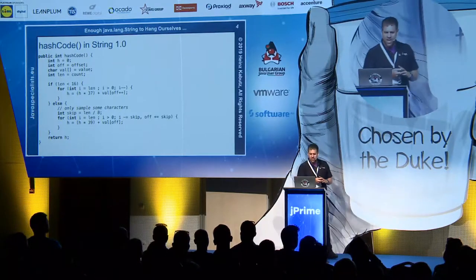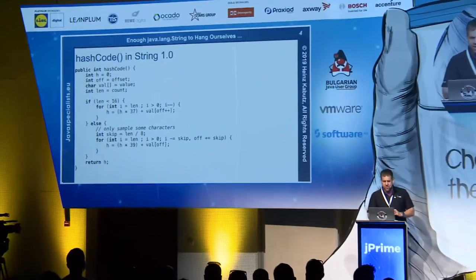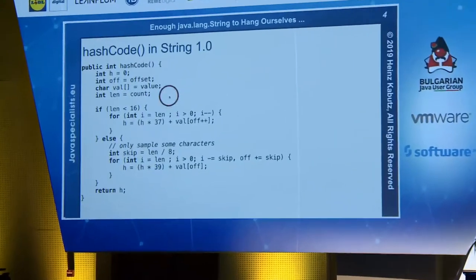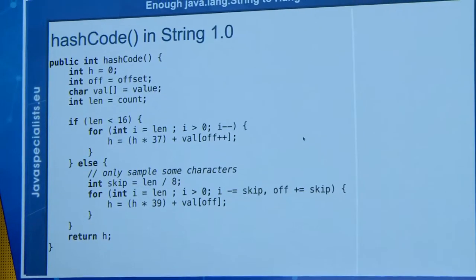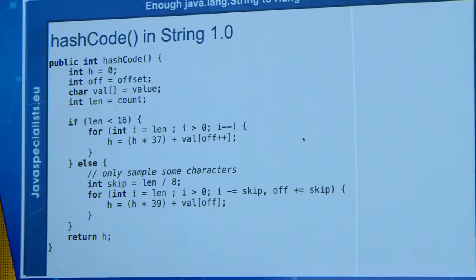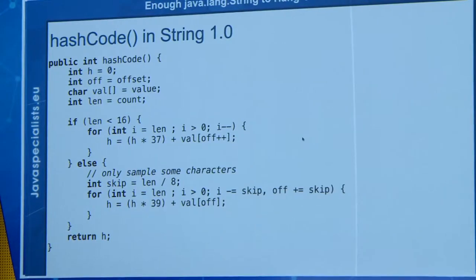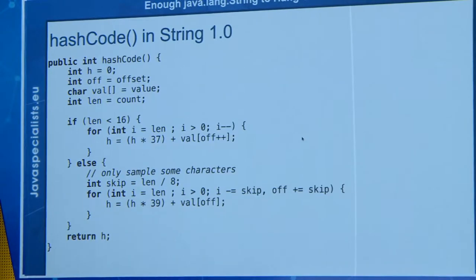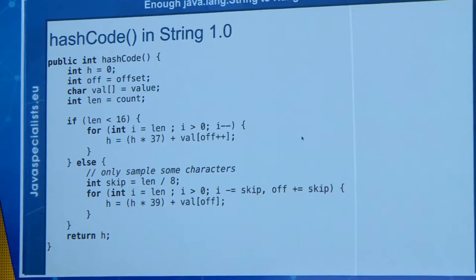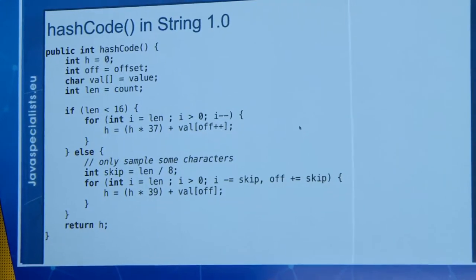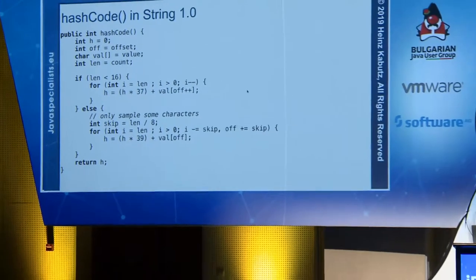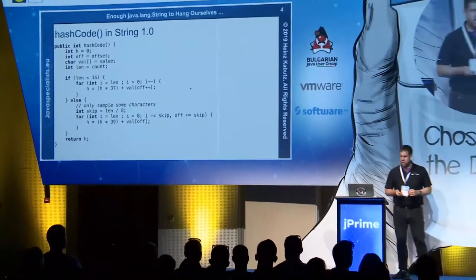All right, now this is what the hash code looked like in Java 1.0. It's quite interesting. If the length is less than 16, then it would count all of the characters and multiply them by some number, 37. And if it was bigger than 16, it would only look at 8 of the characters. So if you had 1,000 characters, it would sample only 8 of those characters. So you can imagine you had a lot of cases where strings which were very similar had the same hash code in Java 1.0.